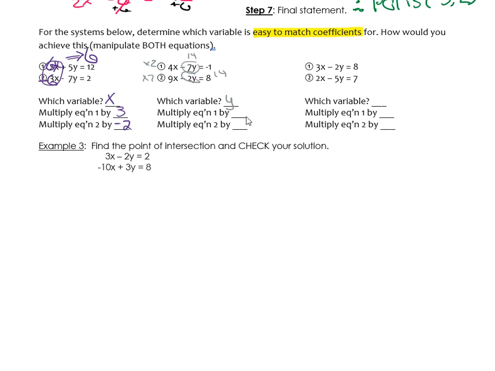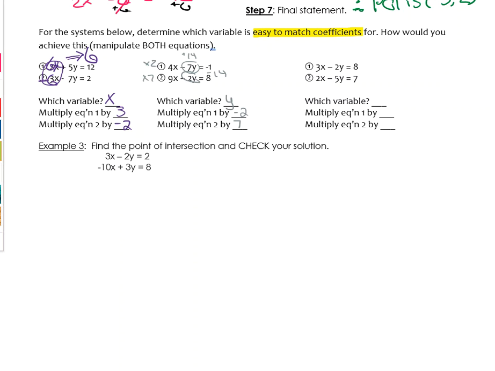To make the y's match, I'm going to multiply equation 1 by a negative 2. That will give me a positive 14. And I'm going to multiply the bottom equation 2 by 7, and that's going to leave me with a negative 14. So then I would be able to eliminate the y's.